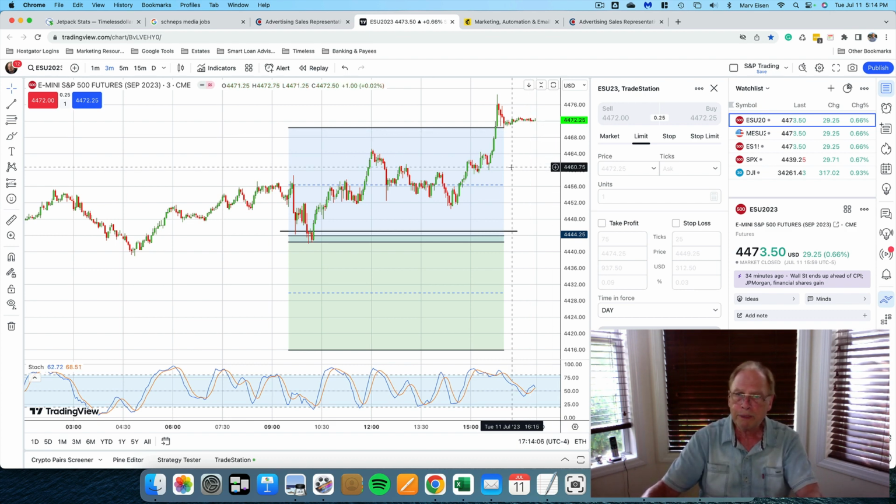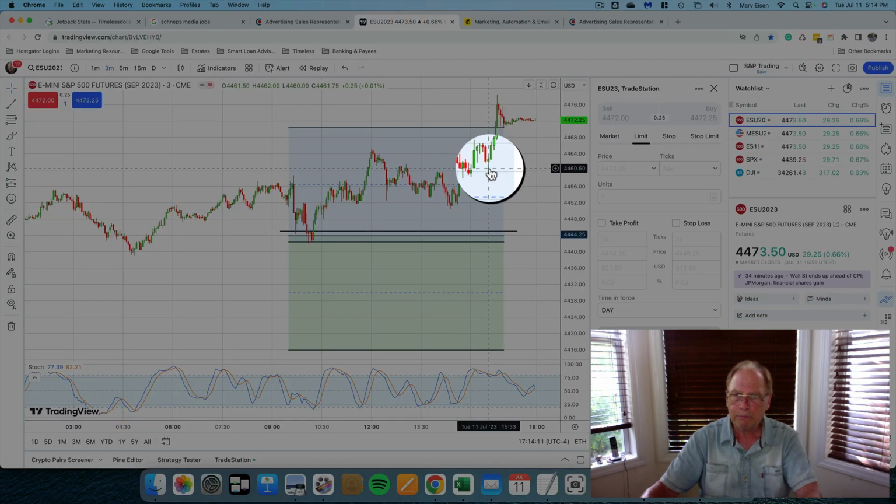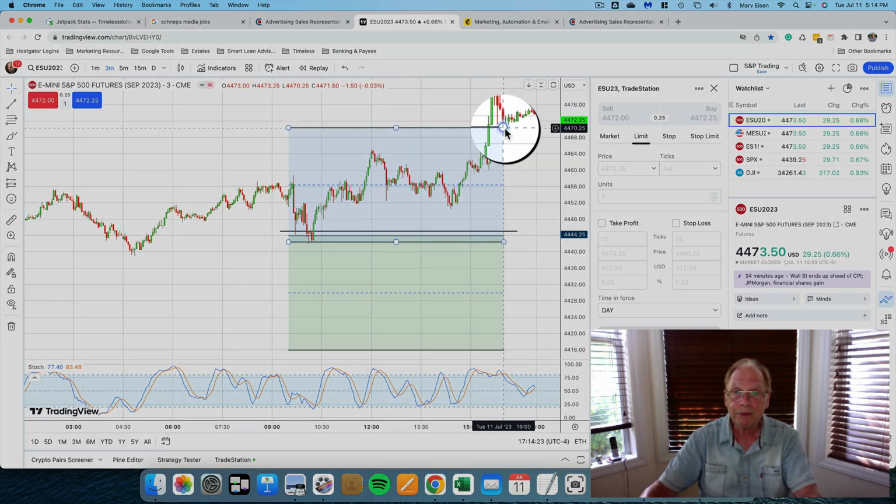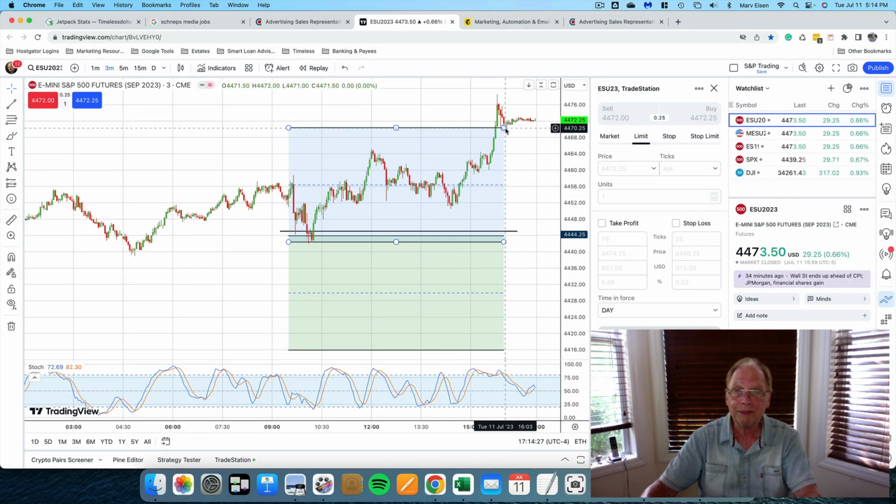Now, I took my trade right over here, and my risk was just below that, so my risk was minimal. And where did the market close? Here, at 4 p.m., the market closed at 44.70, just where the Taylor trading zone indicated.